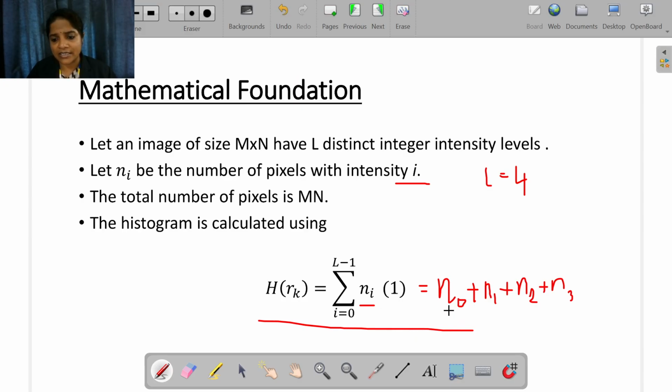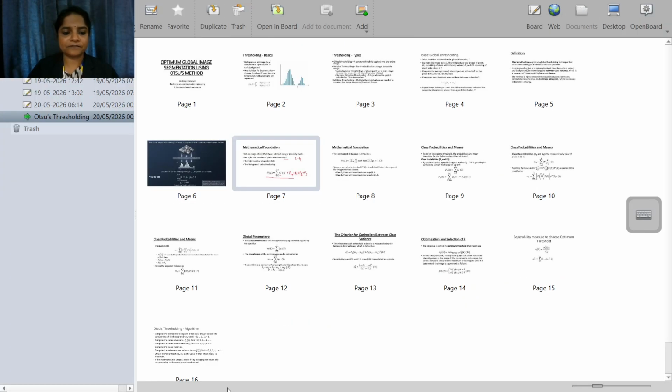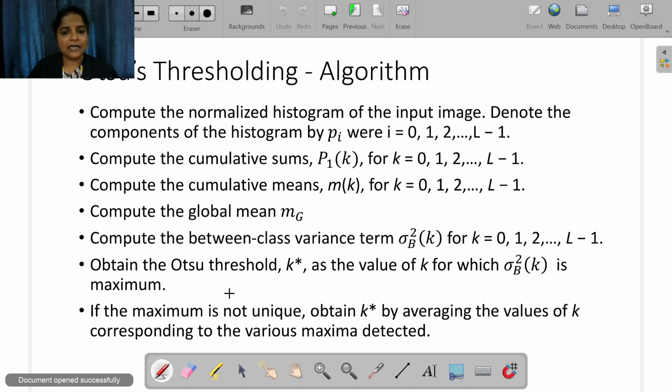So what will be N0? N0 will be the number of pixels whose intensity value is 0. Then what will be N1? N1 will be the number of pixels with intensity value 1. What will be N2? N2 will be the number of pixels with intensity value 2 and N3 will be the number of pixels with intensity value 3. So this is the first step in calculating the Otsu's threshold. So let's go back to the algorithm. So we are calculating the histogram.